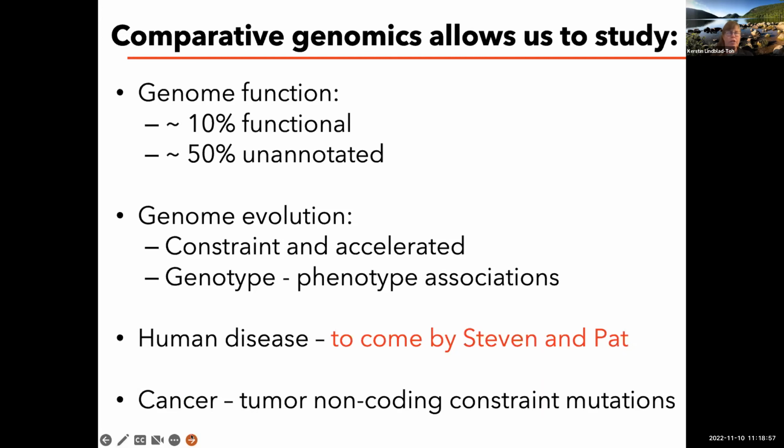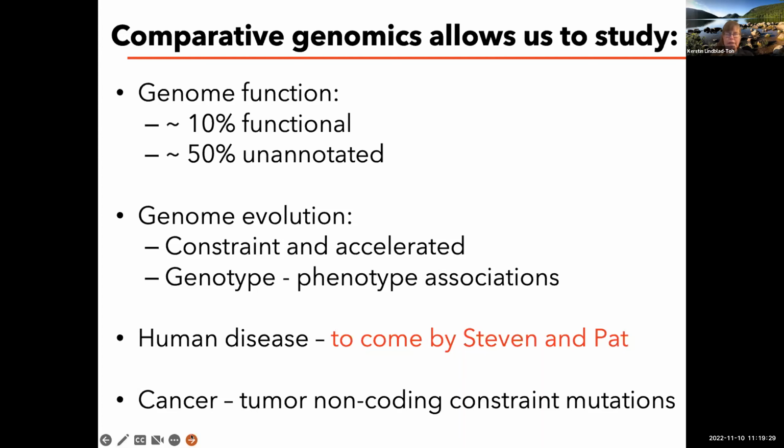And I did not speak to this, but as part of the paper, there's also a description of accelerated regions, either in humans or in chimpanzee. And obviously, these are regions that could potentially be those that make us human. We can also do genotype-phenotype associations for both coding and non-coding regions. And it can, of course, be applied to human disease, and Stephen and Pat will talk about this.